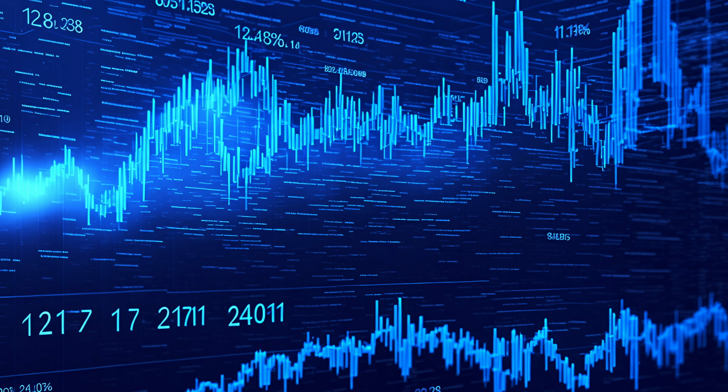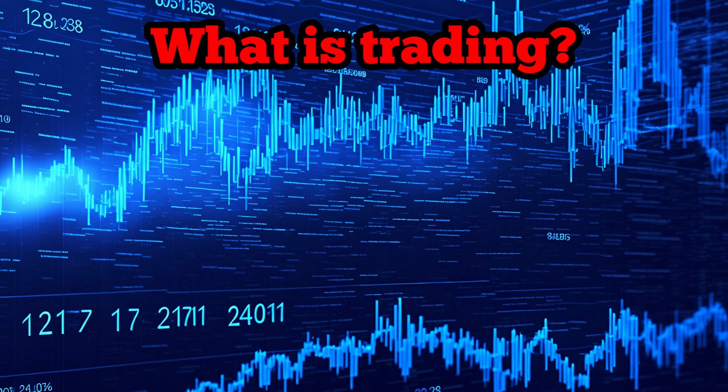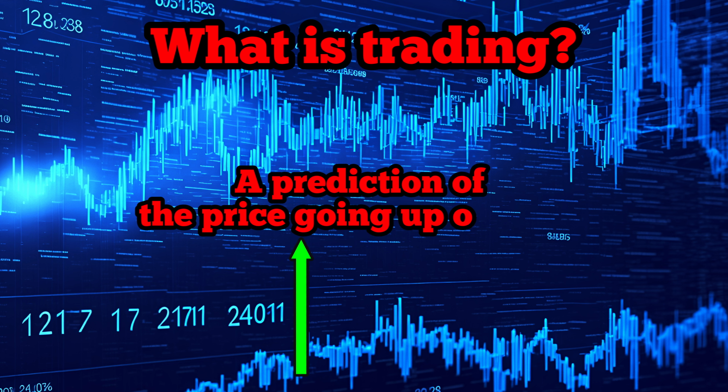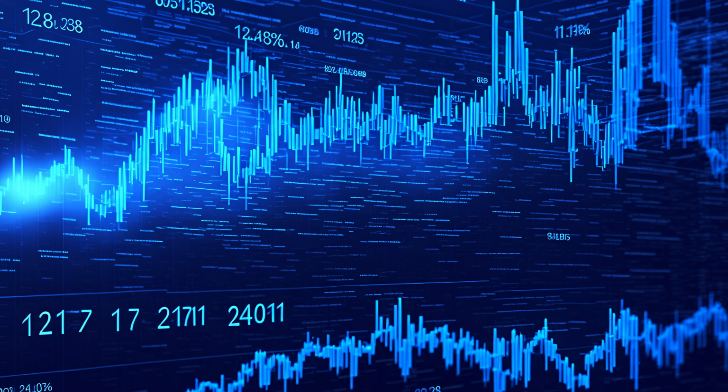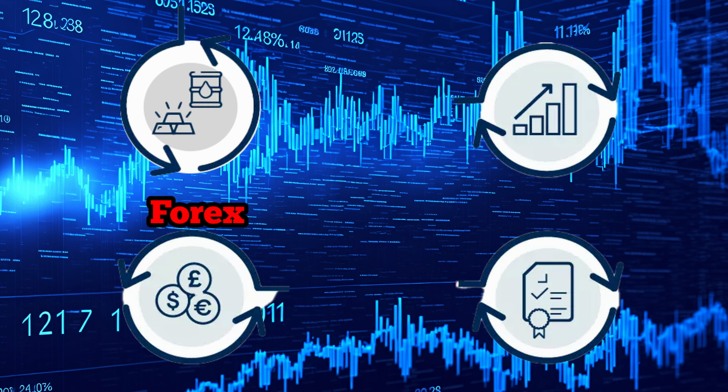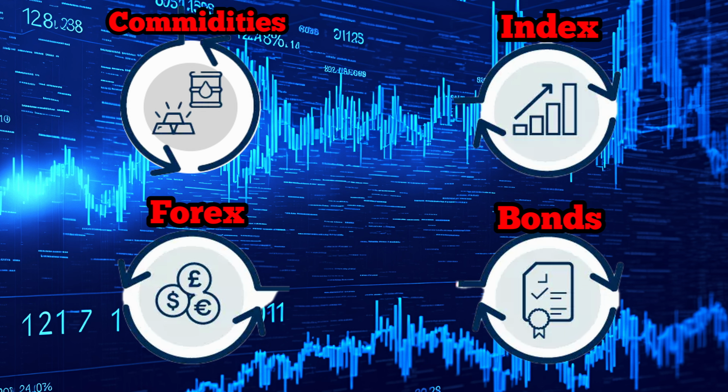The first question is, what is trading? Well, trading is a speculation about an underlying asset market price movement. So it's basically a prediction about how the price is moving up or down. And we have a lot of financial markets out there that we use to maybe make some money. Forex, commodities, index and bonds, and so on.